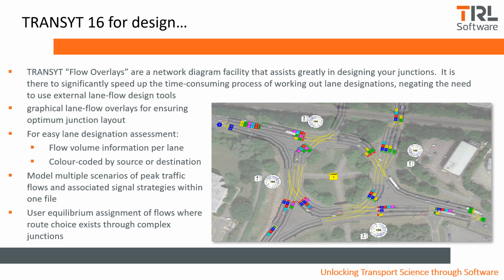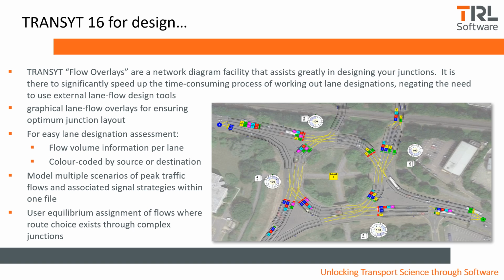A graphical lane flow overlay helps you ensure optimum junction layout, and to facilitate that, for each lane you get flow volume information, and it's color coded by source to destination. You can filter it for particular movements, so there are various options there that I won't have time to go through them all, but it also allows you to model multiple scenarios of peak traffic flows, using the multiple analysis and demand sets, so you can try out different strategies within the one file, which obviously makes life easier. And then you've got your user equilibrium assignment model as well.